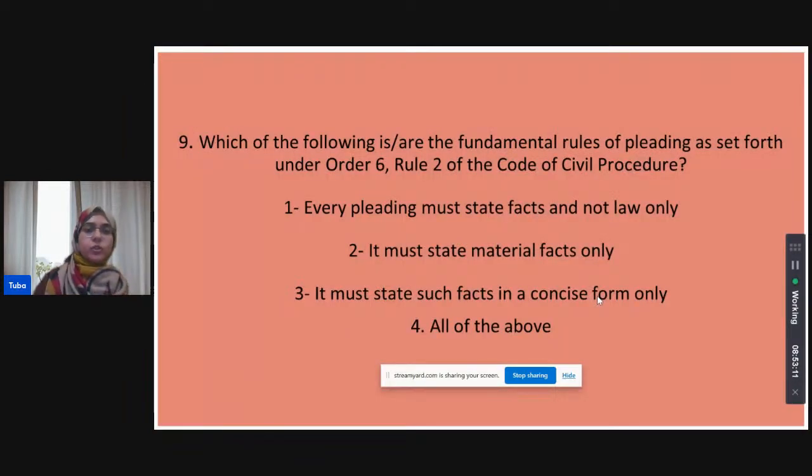Next question. Which of the following is or are the fundamental rules of pleading as set forth under Order 6, Rule 2 of CPC? Is it that every pleading must state facts and not law only? Is it that every pleading must state material facts only? Every pleading must state such facts in a concise form only, or is it all of the above?